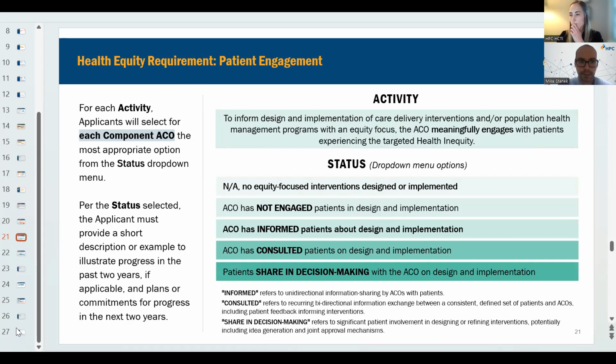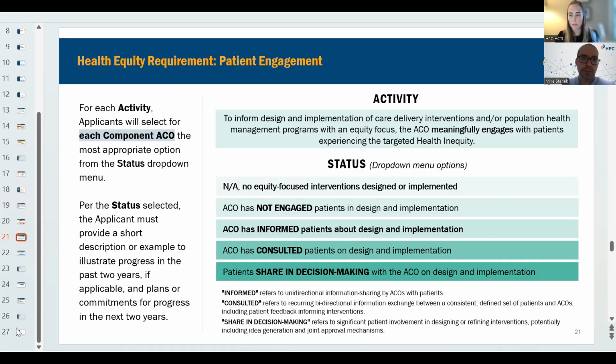The status scale here reflects a modified version of a community engagement scale that's used by the Department of Public Health and others. Ascending that scale entails sharing information with these patients, then actively soliciting and incorporating feedback to inform program design, and finally offering patients the opportunity to help lead or guide development of interventions.